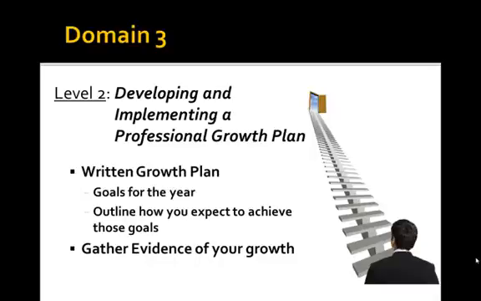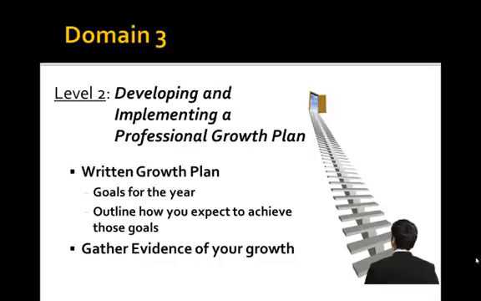When you're just verbalizing it, when you're just thinking about it, it doesn't seem as real as if you have something in writing and you're constantly going back and you're looking at those goals. You're outlining how you expect to achieve those goals. I'm going to improve student engagement, and I'm going to take this workshop. I'm going to read this article. I'm going to talk to this particular colleague. So then you can see, well, have I done what I said that I was going to do, and how close am I in achieving this goal?